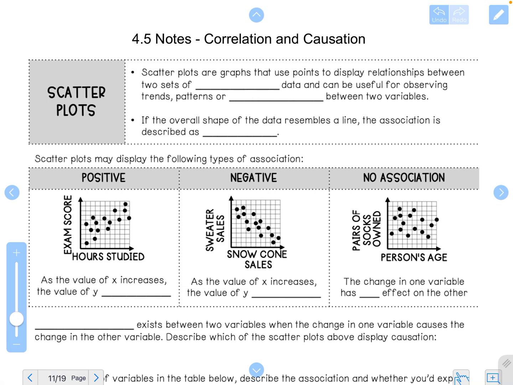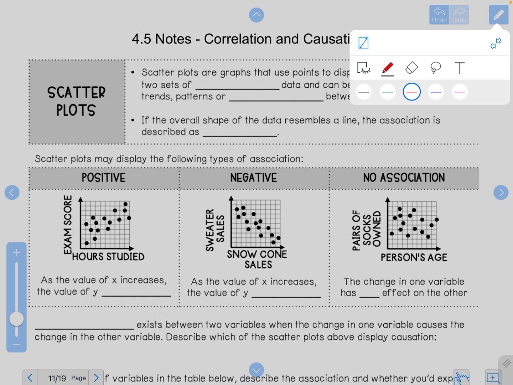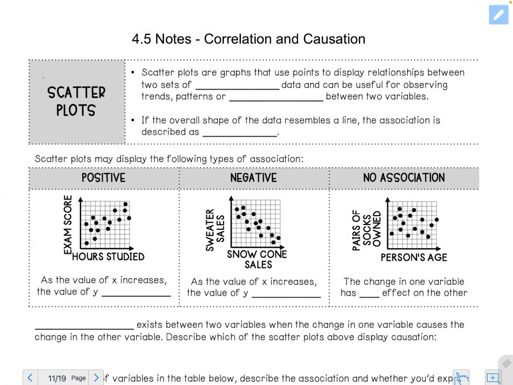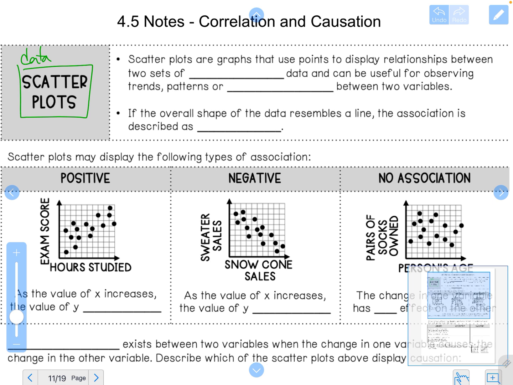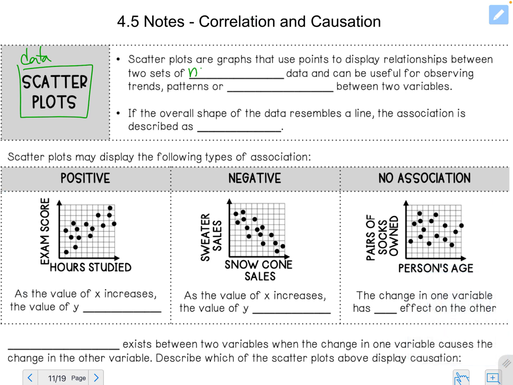Today we're going to talk about correlation and causation and association. For the next couple of lessons, we're going to be talking about scatter plots of data. Scatter plots are graphs that use points to display relationships between two sets of numerical data and can be useful for observing trends, patterns, or association.